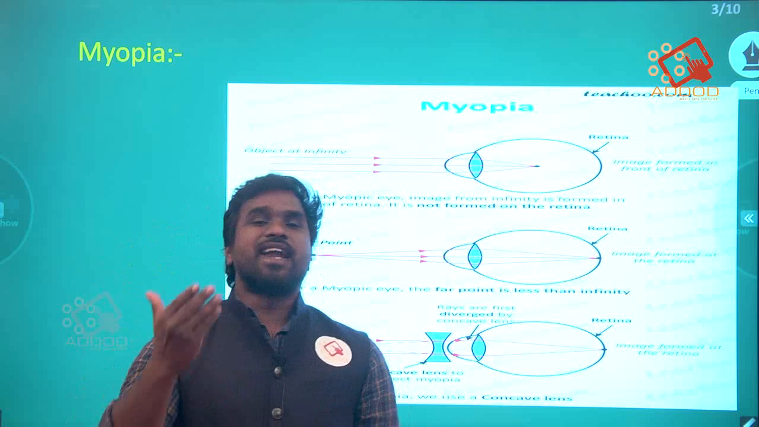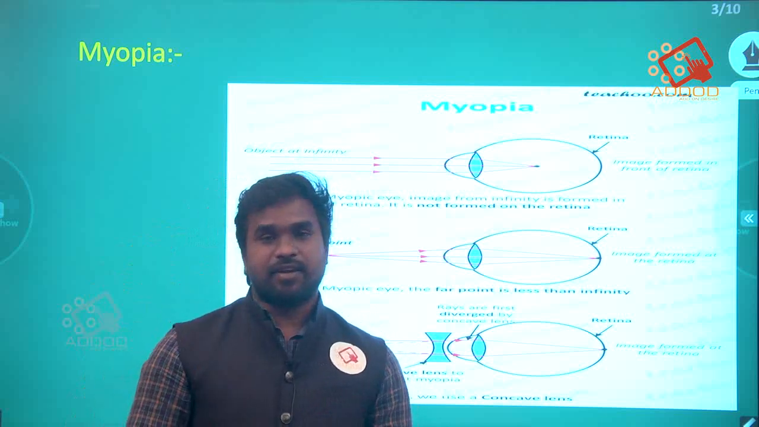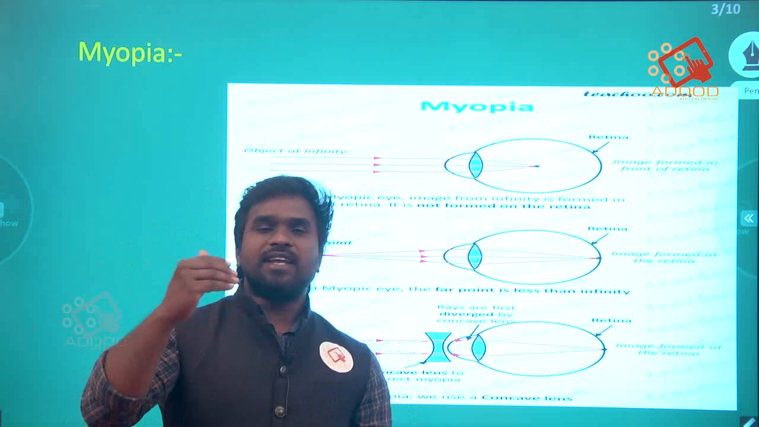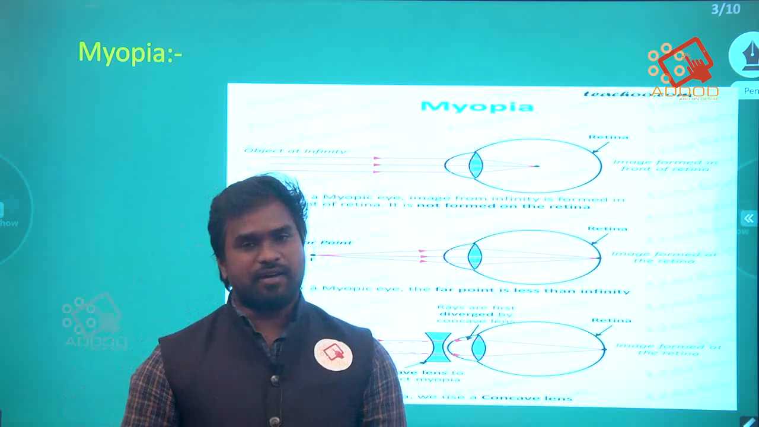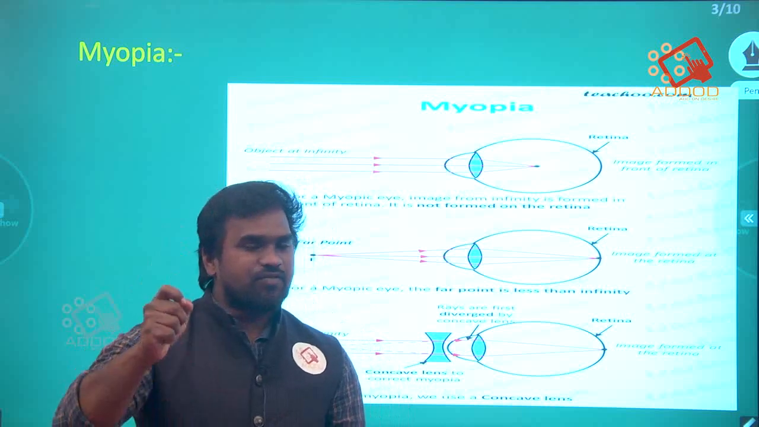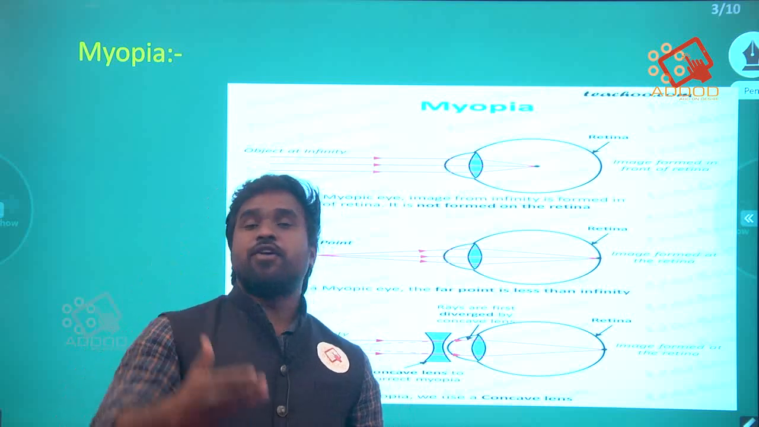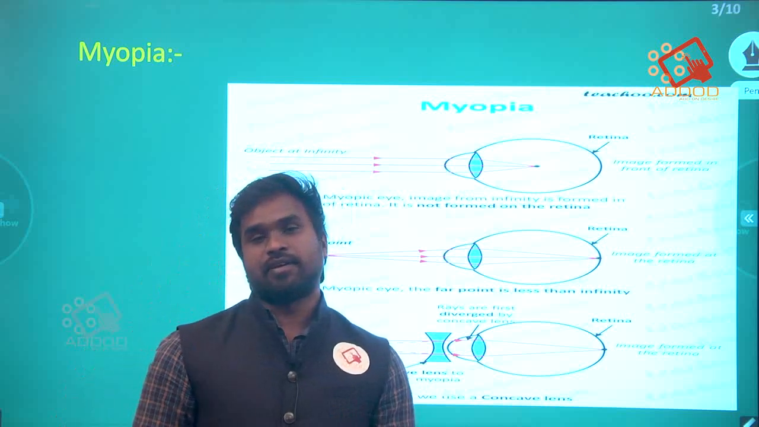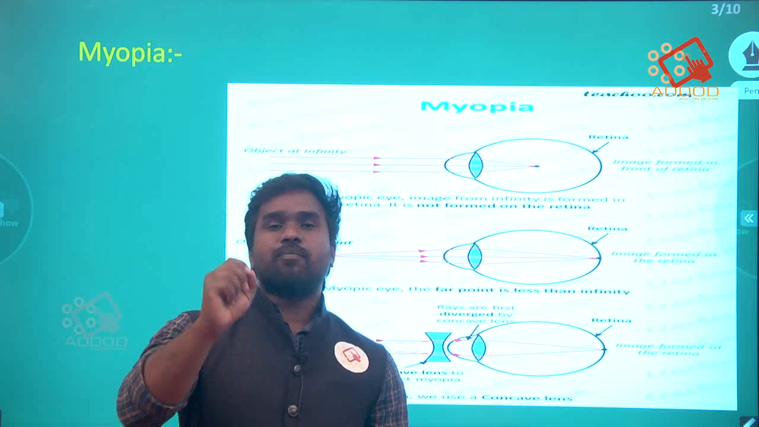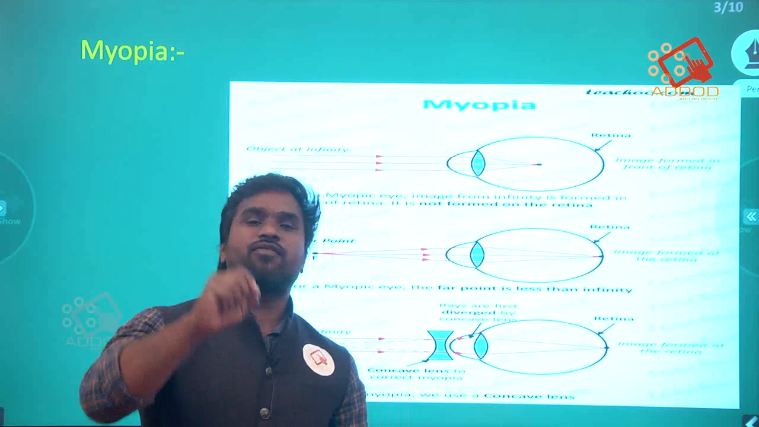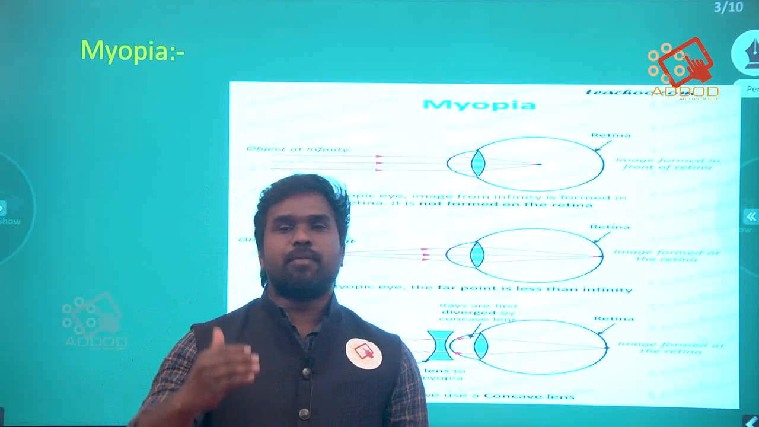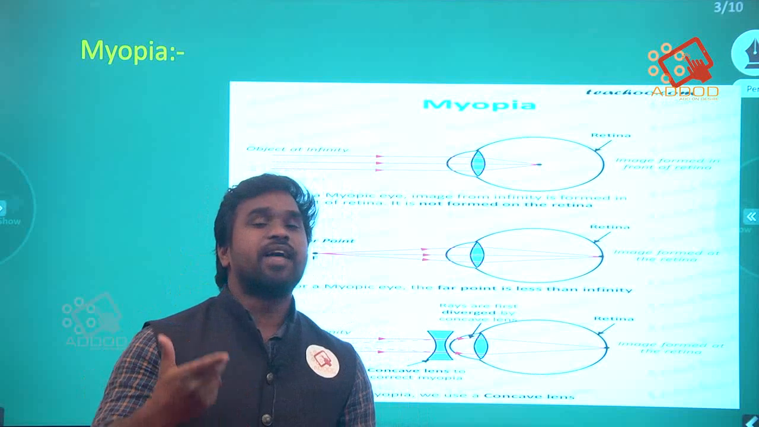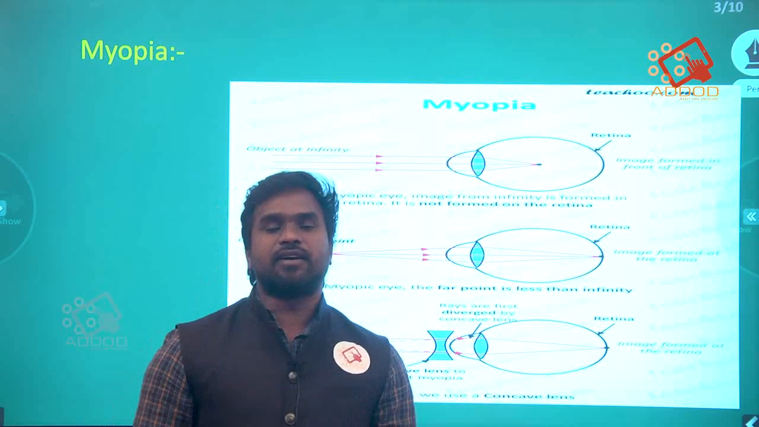Myopia can also be called nearsightedness or short-sightedness. In myopia, the eye lens forms the image before the retina. In myopia, the maximum focal length is less than 2.5 centimeters. We can observe the far point. The far point is nothing but the point of maximum distance at which the eye lens can form the image on the retina.